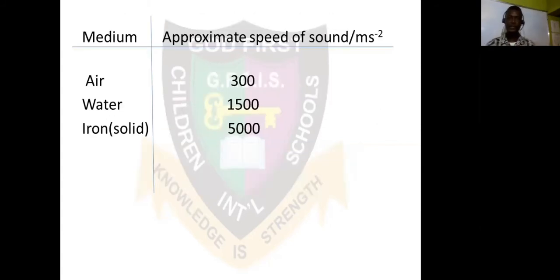This table demonstrates that for the medium air, the approximate speed is 300 meters per second, not meters per second squared. Sorry for this. 300 meters per second. Then water is 1,500 meters per second. Then solid is 5,000. So sound travels fastest in solid. Next is liquid. Then air is the least in terms of the speed at which sound waves travel.